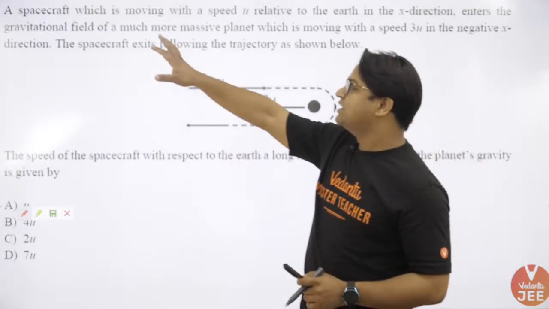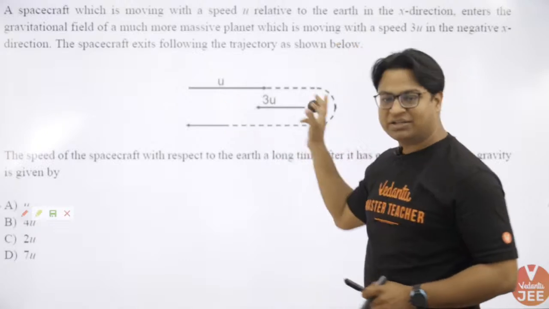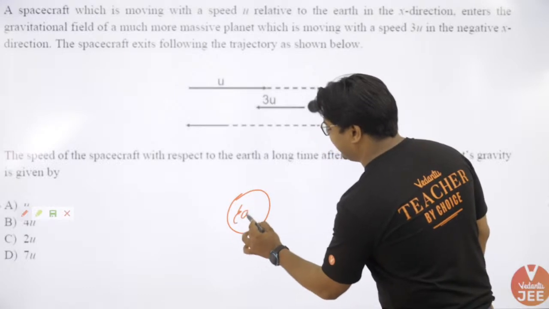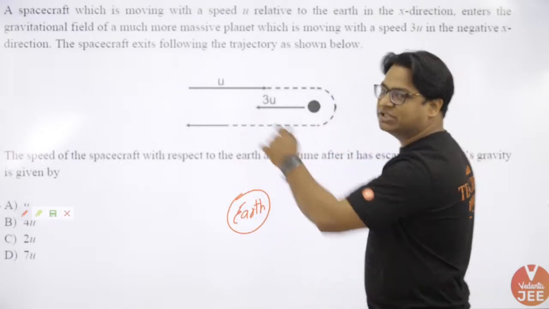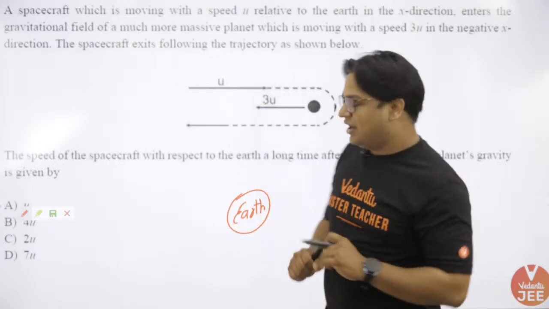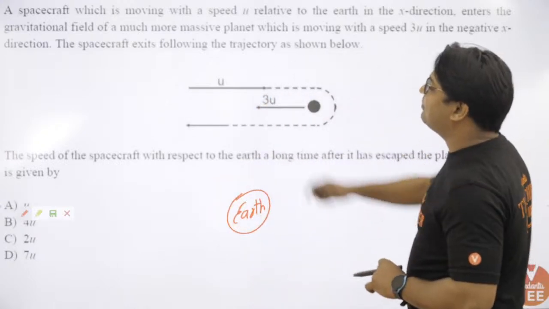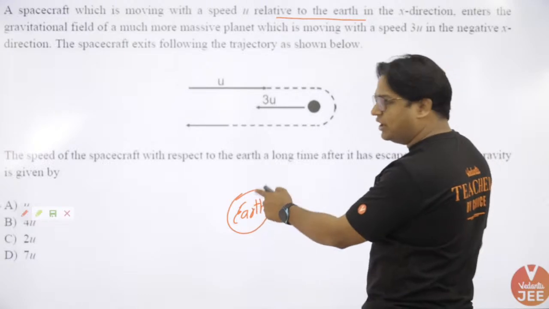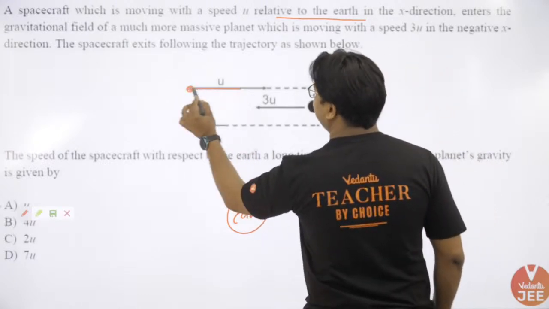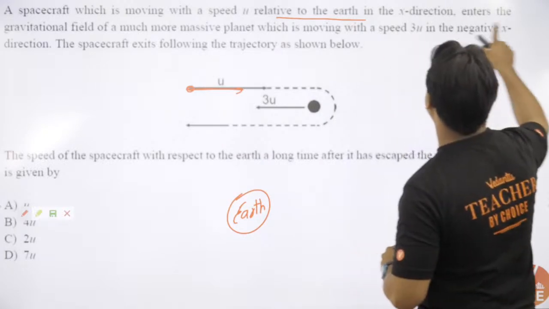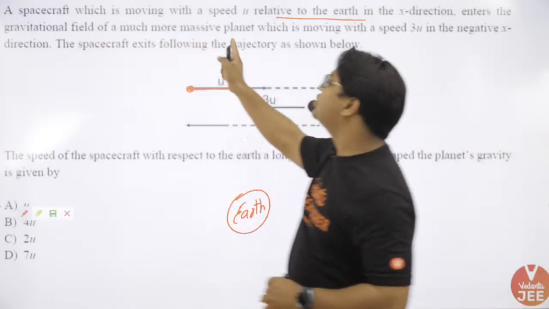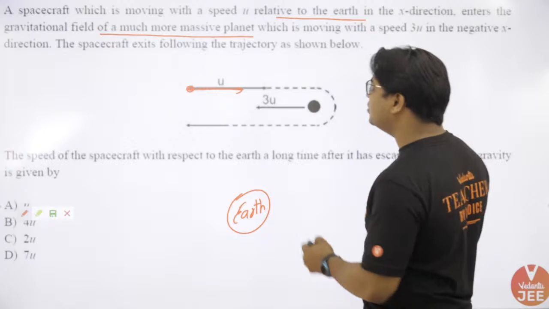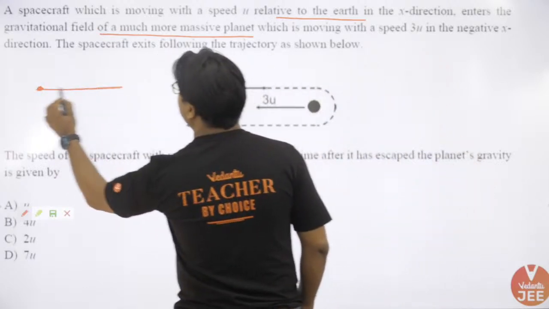In this question, it says that a spacecraft is moving with a speed u relative to the Earth. So guys, we have to understand here that Earth may be somewhere here. This is some activity which is going on in space, and Earth is a separate planet. So a spacecraft which is moving with a speed u relative to the Earth. Basically the observer is sitting on Earth, and that observer observes this spacecraft to be moving with speed u in the x direction, enters the gravitational field of a much more massive planet. Now what is the significance of this massive word here? So this spacecraft was traveling from far away.